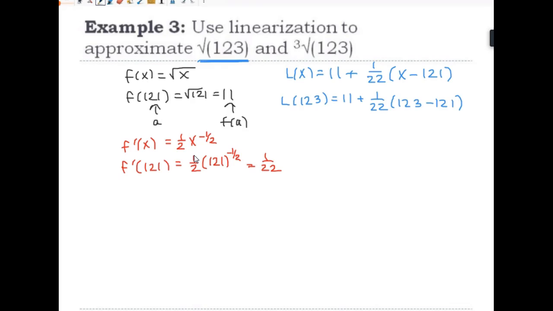So 123 minus 121 is 2. 2 times 1/22 is 1/11. So you get 11 and 1/11 for your approximation. 1/11 is actually one of those weird repeating decimals. So 1/11 is actually 0.09 repeating.